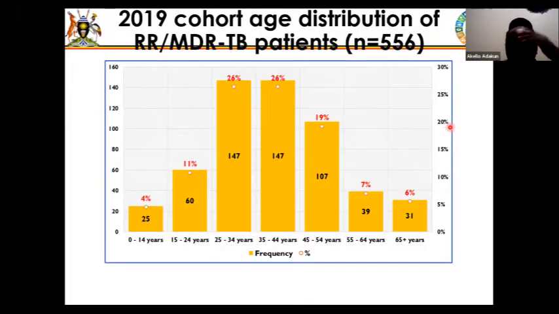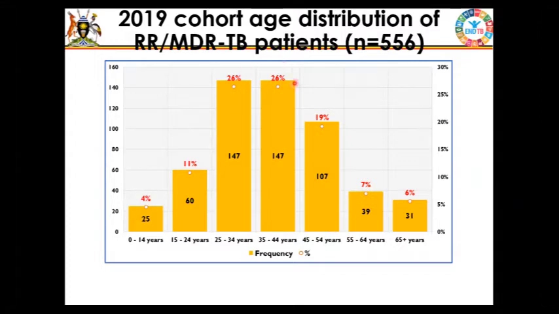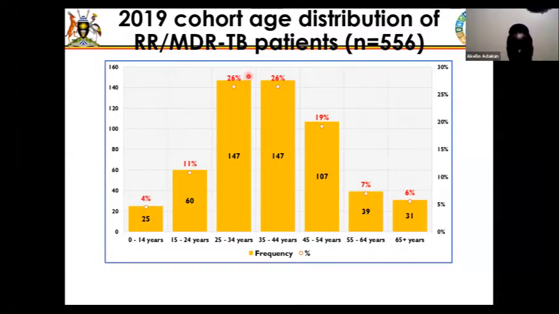Who are these patients with MDR? I got this from the 2019 cohort describing who these patients are with MDR-TB. You can see here that the majority are in the active age group from 25 to 54 years, but largely from 25 to 44, the highest there. So MDR is actually affecting the age group which is the most active. This is where people work, and therefore it affects the economy in that manner.